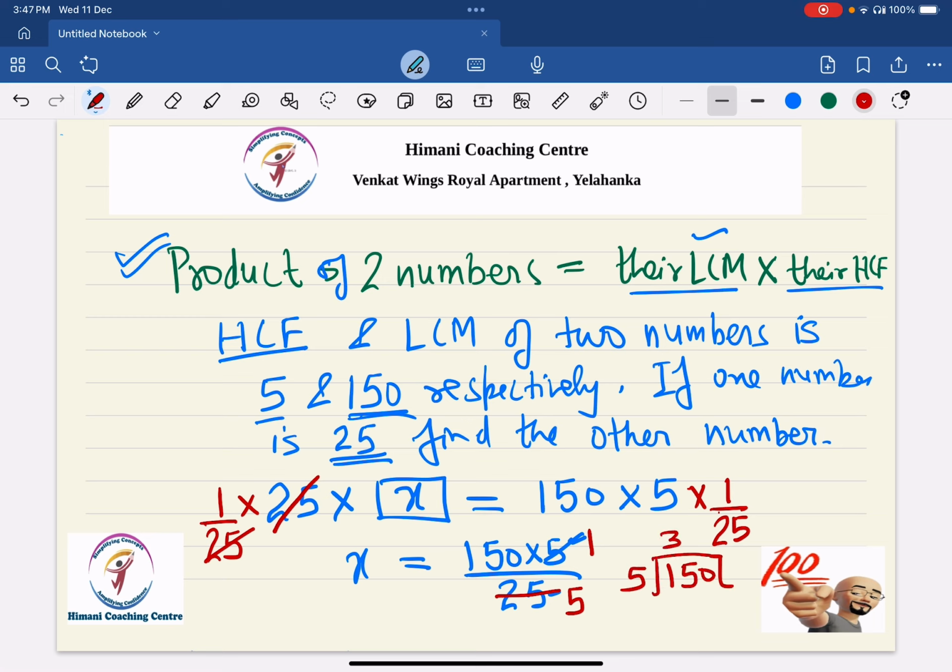Now see, 5 threes are 15. Then comes 0, which is less than 5. So the other number in this case is 30. Okay, kids, I hope you have understood.